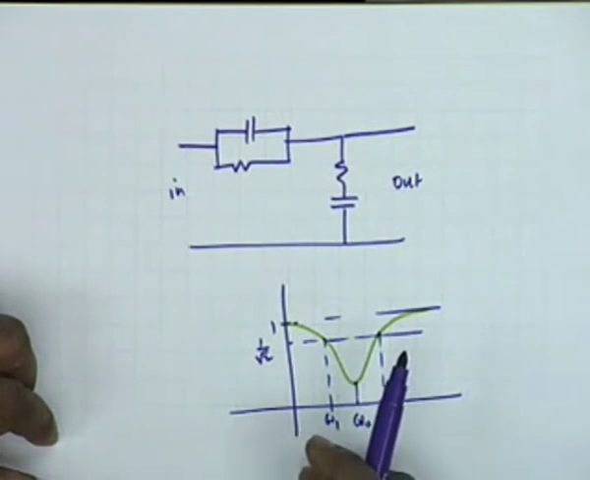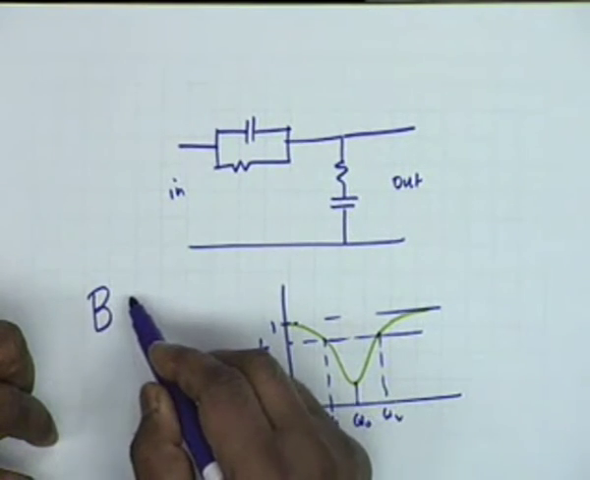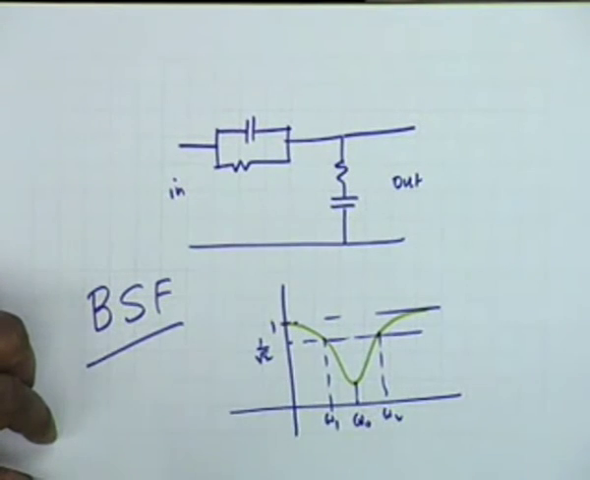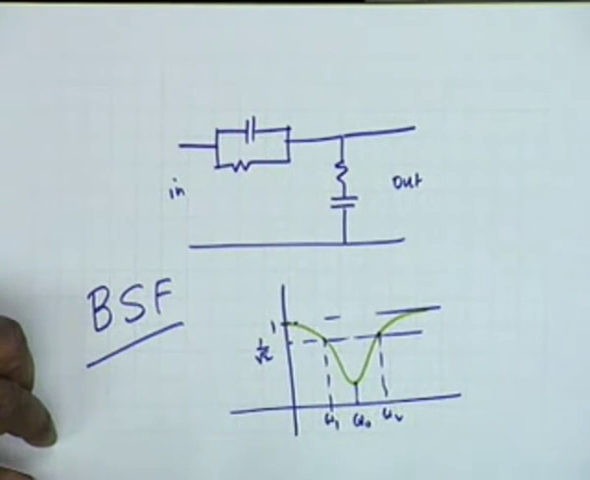It does not pass, which means it stops, and therefore this is called a band stop filter, BSF. Obviously it passes low frequencies, it passes high frequencies, it only rejects a band of frequencies centered around omega 0, and therefore it is called a band stop filter.